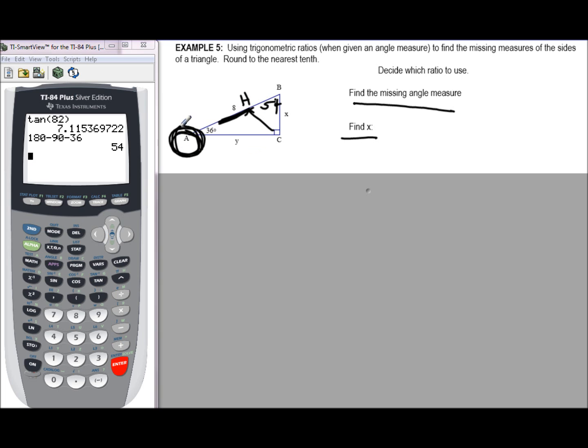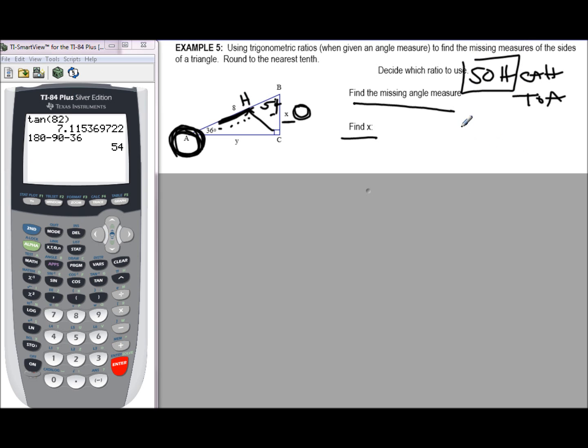Now, since we decided to use A as our reference angle, we have to decide which side x is compared to 36. X is across from 36, so x is the opposite side. So now we have the opposite side, the hypotenuse, and our angle. So remember our trig functions, SOH CAH TOA. Which of these trig functions has an O and an H in it?